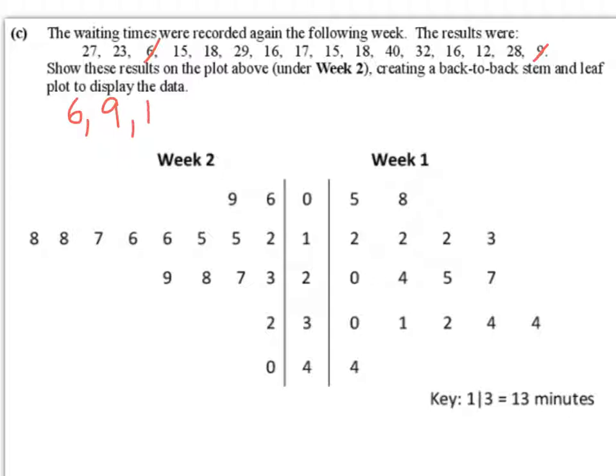Next I have 12. Next I have 15. Crossing the numbers off as I go. Then I have 15 again. Then 16. Then 18. So make sure you're crossing the numbers off as you go. Then 18 again.